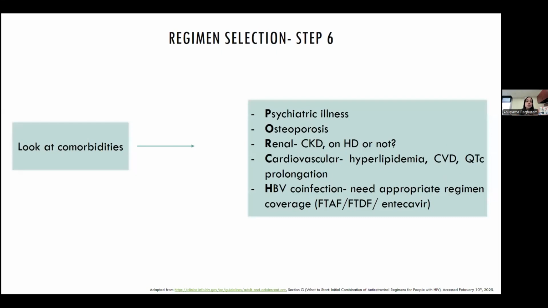And then you're also going to look at comorbidities, right? If you're looking for another regimen outside of those 7 things we talked about before, you're going to look at psychiatric illness. Remember, efavirenz, you can have bizarre dreams, you can have brain fog, you're probably not a good option. Osteoporosis, you're probably going to have to avoid your old tenofovir. Renal insufficiency, are they on dialysis? Are they not on dialysis? Do they have hyperlipidemia? All these things are going to guide you if you're going to have to step out of those first-line regimens, okay?